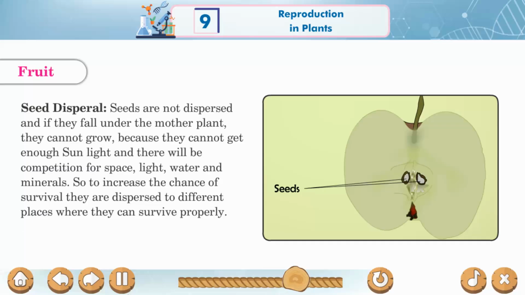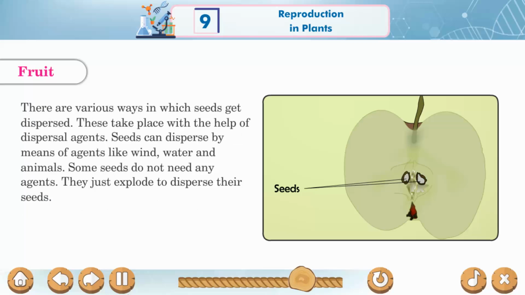Seed dispersal. If seeds are not dispersed and they fall under the mother plant, they cannot grow because they cannot get enough sunlight and there will be competition for space, light, water and minerals. So, to increase the chance of survival, they are dispersed to different places where they can survive properly.